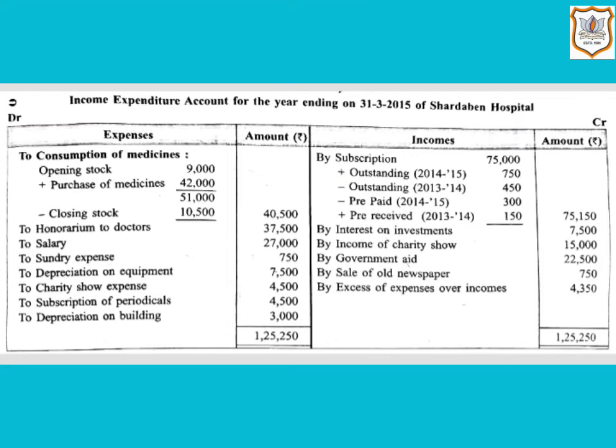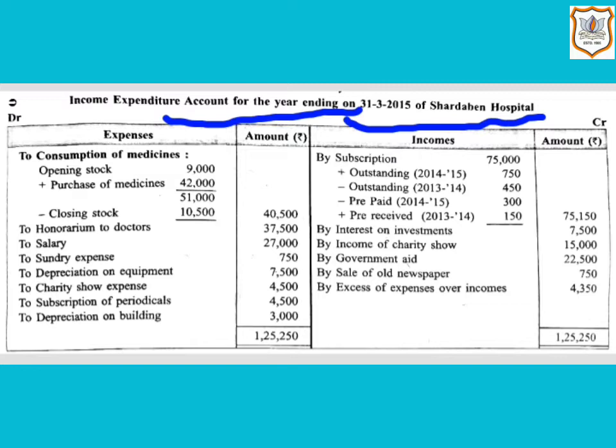So here is our income expenditure account. First, we will write the heading: income expenditure account for the year ending on 31st March 2015 of Shardaben Hospital. So let us see in the question, in receipt payment account on income side, first item is cash on hand. It is opening cash balance, so we will not show it in income expenditure account. Then next is subscription.